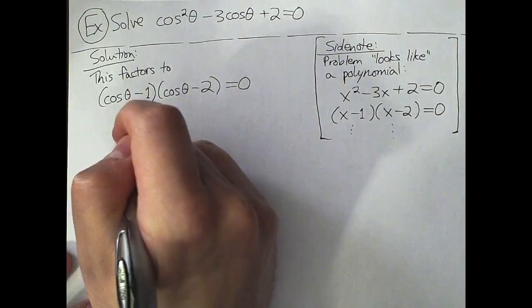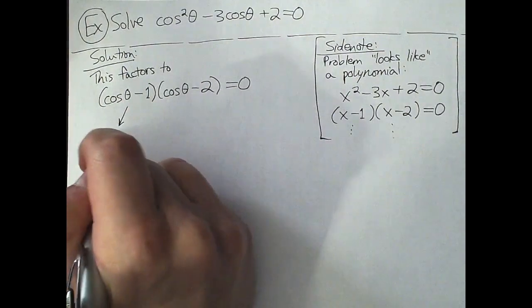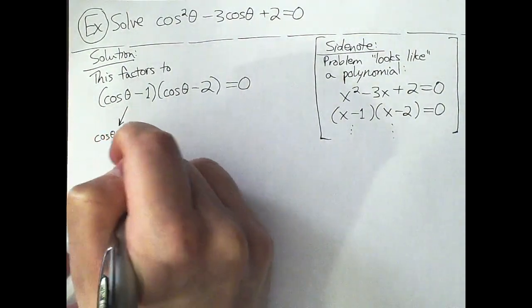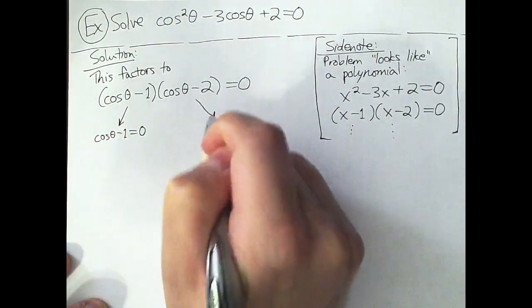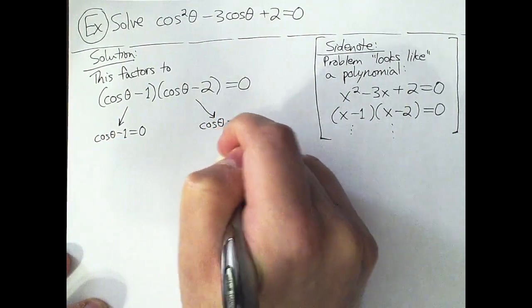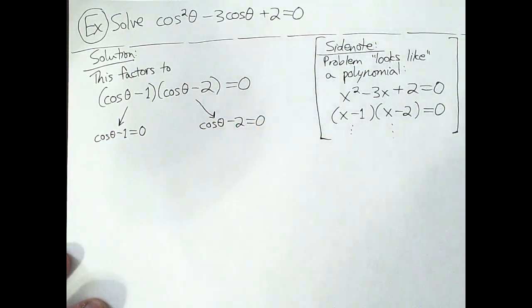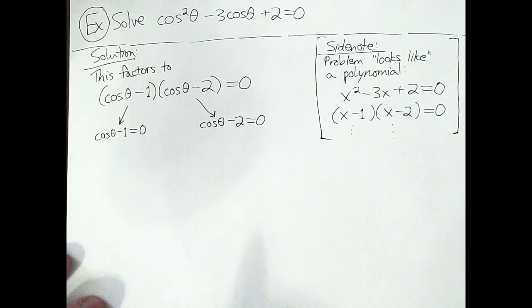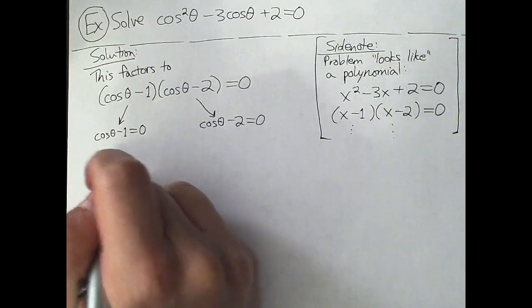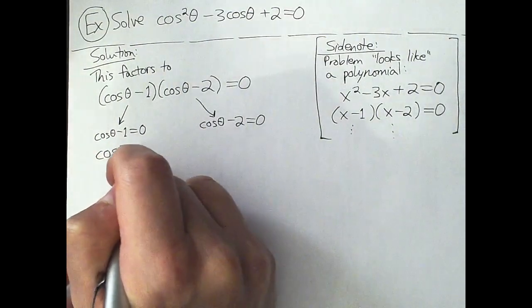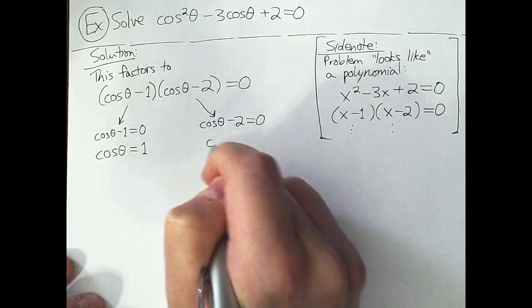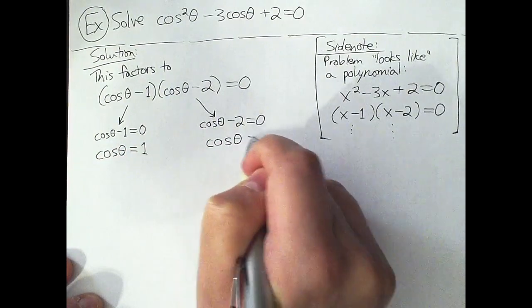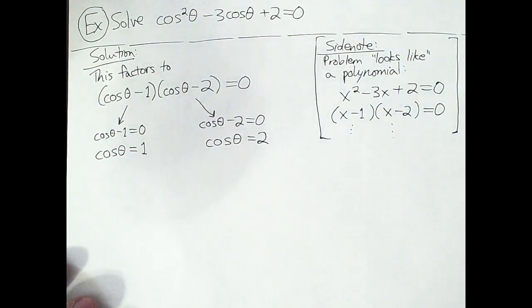From here, this leads us to two directions. This means cosine of theta minus 1 equals 0, and this one means cosine of theta minus 2 equals 0. And we'll try to work with each one of these. This one, we could add 1 to both sides and get cosine of theta equals 1. And over here, we could add 2 to both sides and get cosine of theta equals 2. So it looks like these are in basic form.